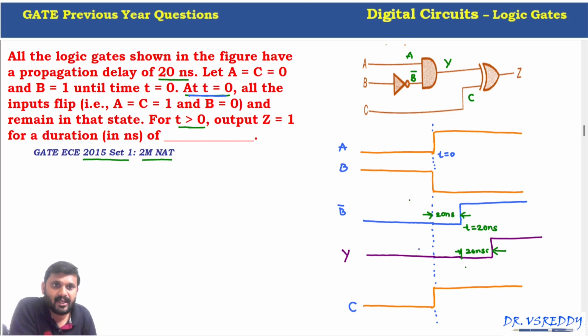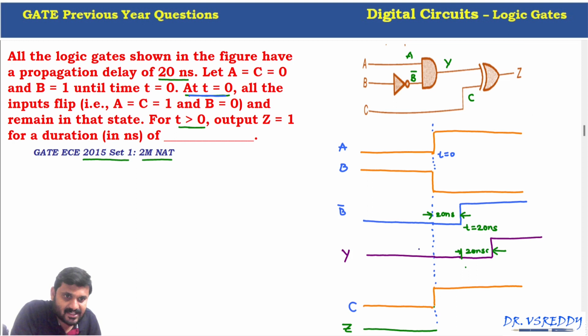Now see, at T equals 0, Z is also 0 because Y is 0 and C is 0. Both are 0 for the XOR gate, so Z is also 0. So for T less than 0, Y is equal to 0 and C is equal to 0, so both are 0 and the XOR output is equal to 0. If both are 0, the output Z is equal to 0. So output Z is 0 till T equals 0.